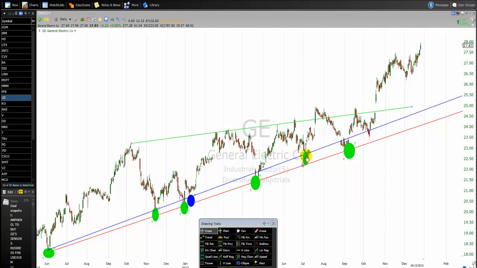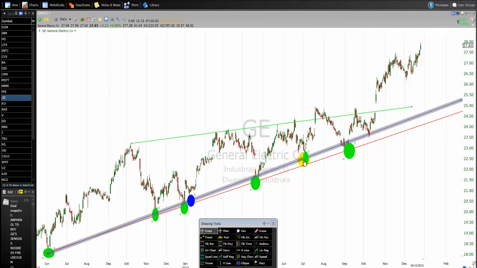Here it is. If I move this spotlight, you can see again the price touch it again here. All right, you see now?